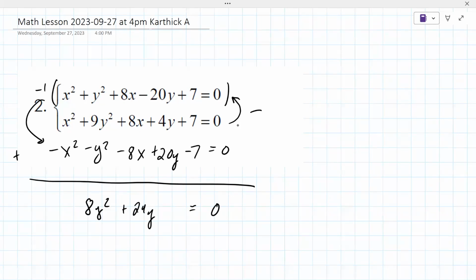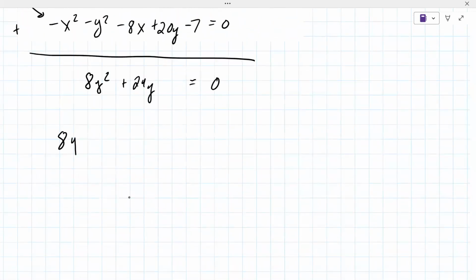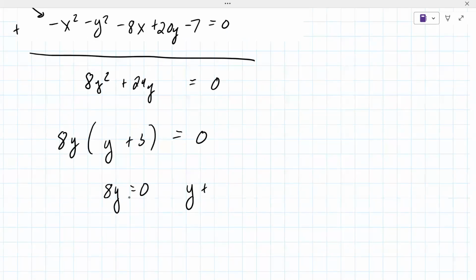How would you solve something like this once it's down to this form? You would take out y. You actually take out an 8y from both. That y becomes y plus 3. So that gets you down to 8y equals 0, y plus 3 equals 0, y equals 0, y equals -3.